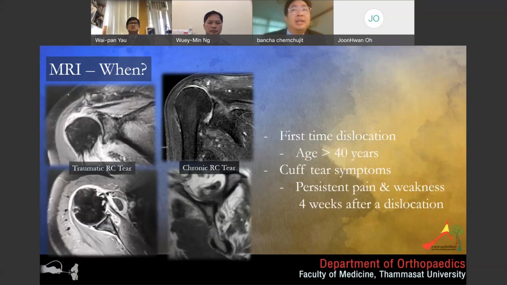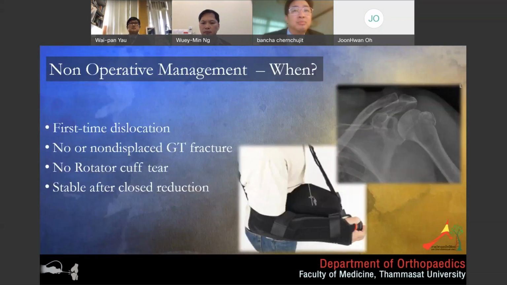MRI, we do that when the patient has persistent pain and weakness after the dislocation, because with a simple labral tear, the shoulder pain should be better within 3 weeks. Especially for a patient who had a first-time dislocation at an age of more than 40 years, you should consider the MRI in these kinds of patients.